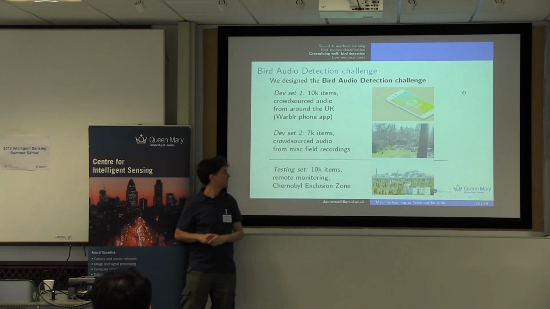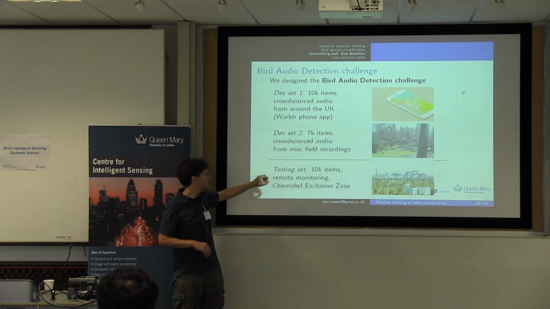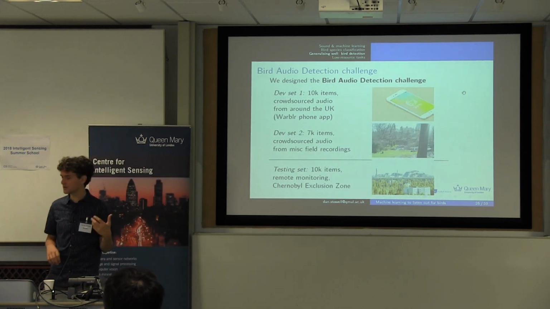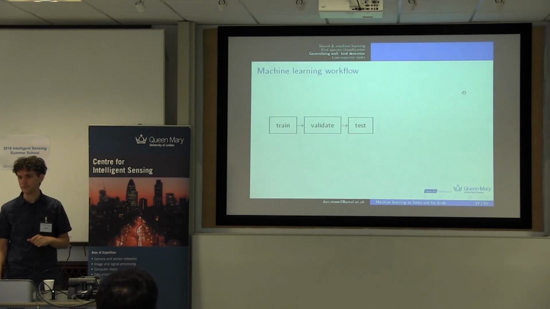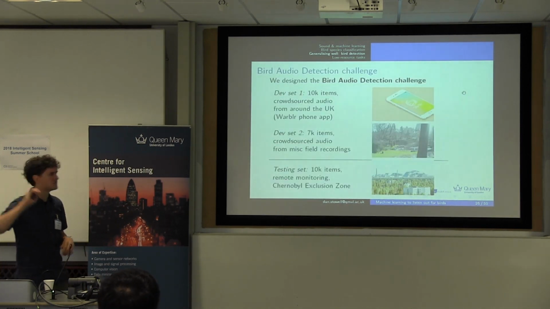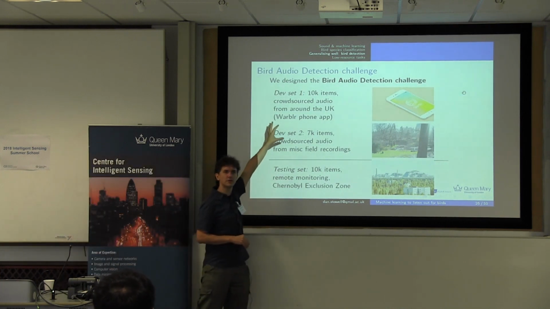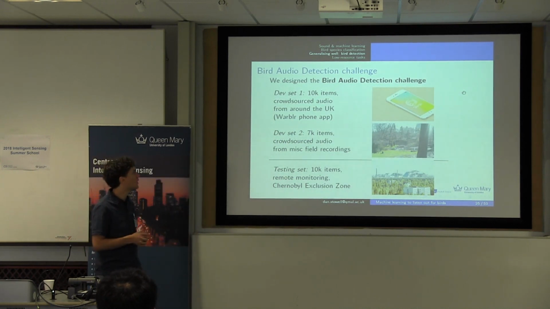This data is all from around the UK. This testing data comes from a collaborator who's recorded in the Chernobyl exclusion zone. So those come from remote monitoring systems out in the wild in Chernobyl. So one thing that you might be thinking is, why are the training sets and the testing sets so different from one another? This is quite an unusual setup.